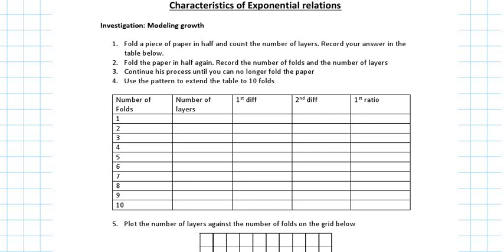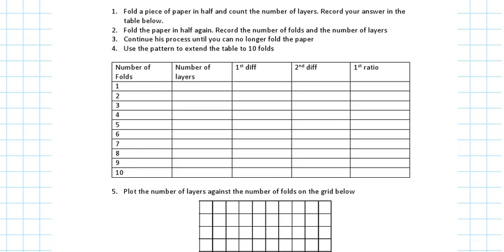So before we start that, I told you that you need a piece of paper with you. Look at the piece of paper you have in front of you right now, and tell me, how many layers do you have? One. I haven't folded it yet, so I have one layer.